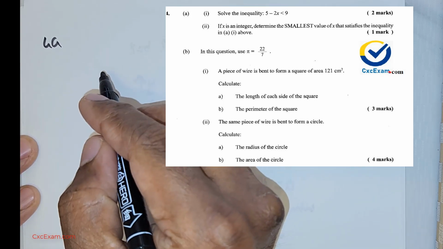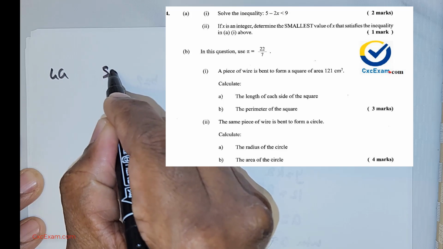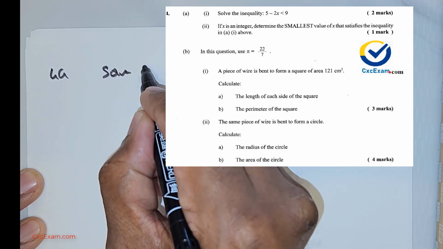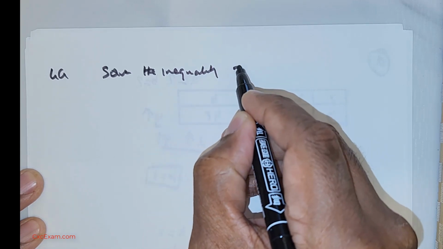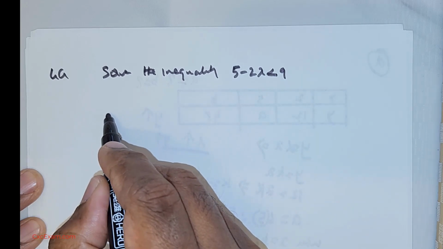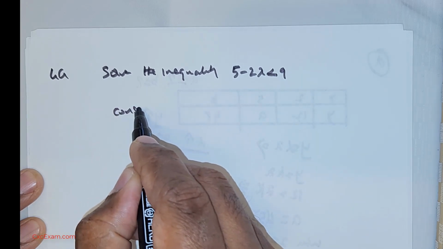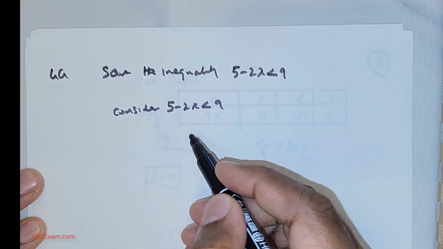So this is question 4a. We are asked to solve the inequality 5 − 2x < 9. So we will consider 5 − 2x < 9.